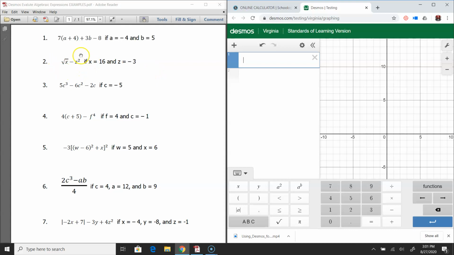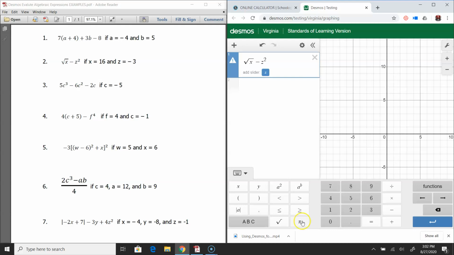So the first thing I'm going to do is give Desmos my problem. And I'm going to type it exactly like I see it. So I'm going to come over here and get my square root and use my computer keyboard to type in the x. Remember, you're going to have to hit your right arrow to get out of that square root because we don't want the minus z squared to be inside of there. So then I'm going to do minus, press the Z on my computer keyboard, and then hit my A to the second power. So notice I have exactly the same problem right now in my calculator that I have over here.